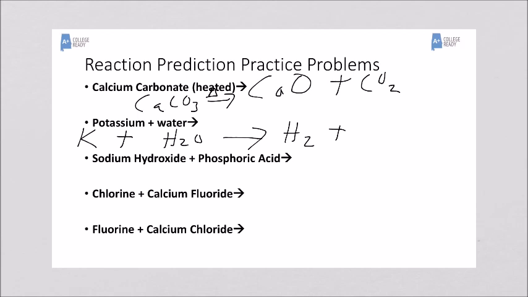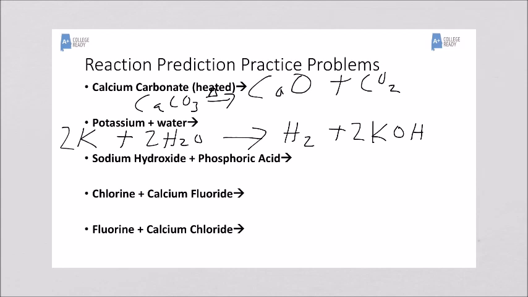Potassium is a 1 plus ion. Hydroxide is a 1 minus. So that's going to be KOH. And we need to balance by putting a 2 here and a 2 in front of the water. Also a 2 in front of the potassium. So that's a single replacement reaction, the reaction between a metal and water.